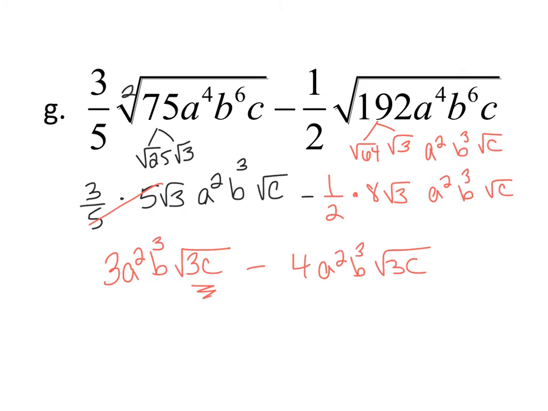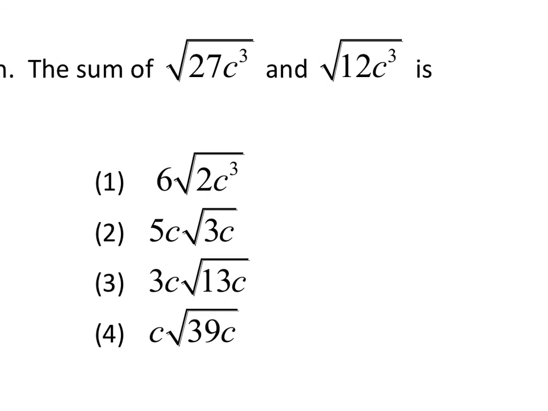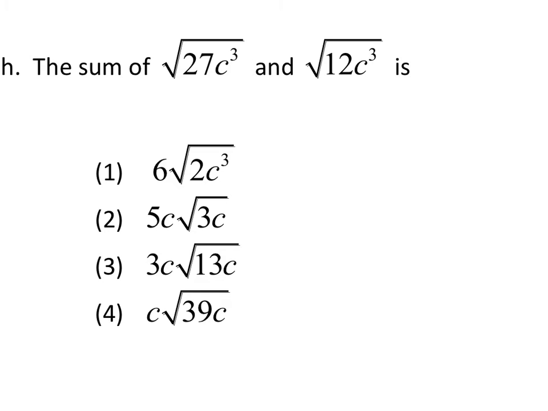And then you're going to just combine like terms, because now if you notice, this has an a squared, a b cubed, and a rad 3c. This has an a squared, a b cubed, and a rad 3c. So these are like terms, so all I have to do is subtract 3 minus 4, and you end up getting -1. But you don't have to show that. I'll just do negative b to the 3rd, rad 3c. Okay. The sum of these two: you're going to add these together.